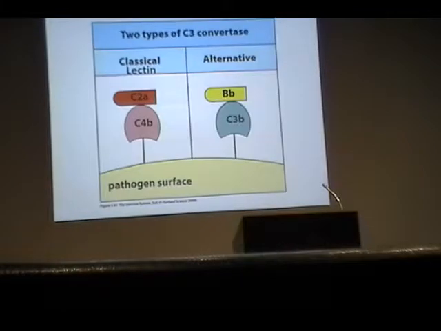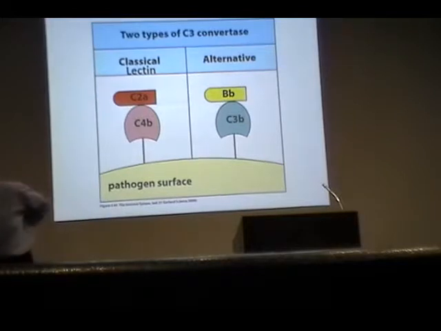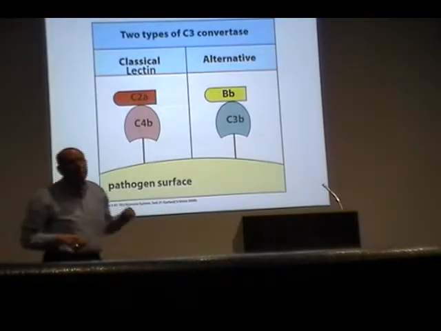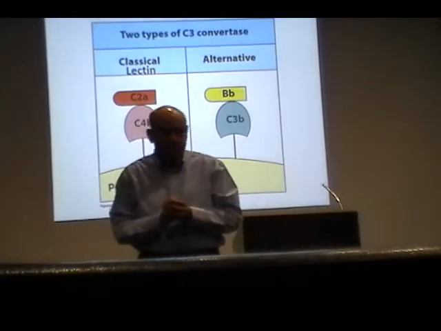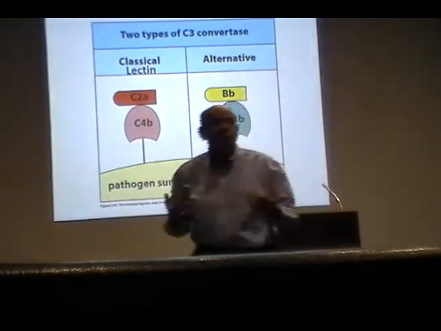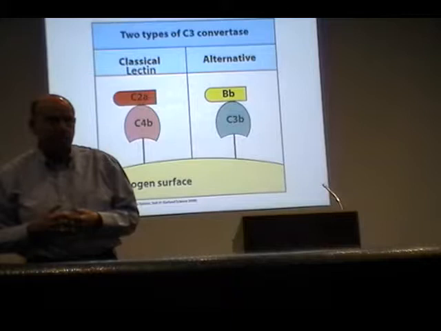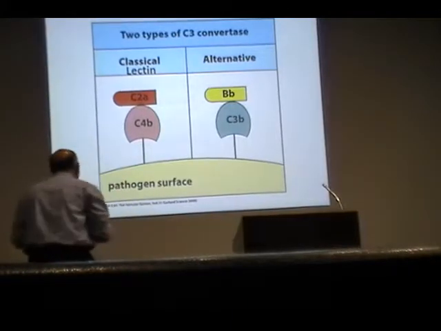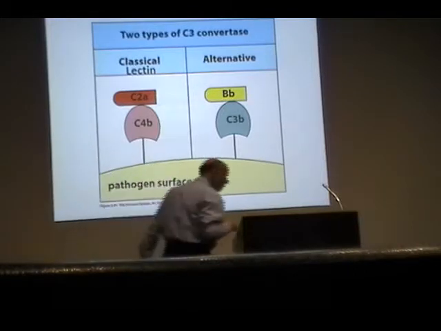I'm not going to do that one yet. That C3 convertase in the alternate pathway, remember we're going to talk about the alternate pathway first. I'm going to give you both now and we'll cycle back. The C3 convertase in the alternate pathway is called C3bBb, as shown on the right-hand side of the slide. So C3bBb is the C3 convertase for the alternate pathway. We'll come back to this, but C4b2a is the C3 convertase for the other two pathways, but we'll come back to that.